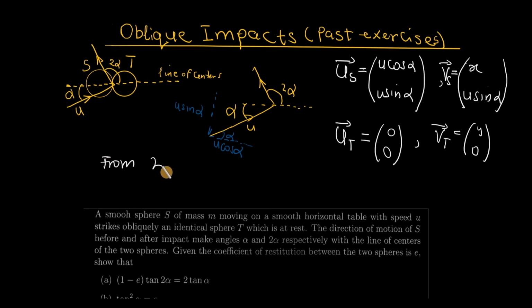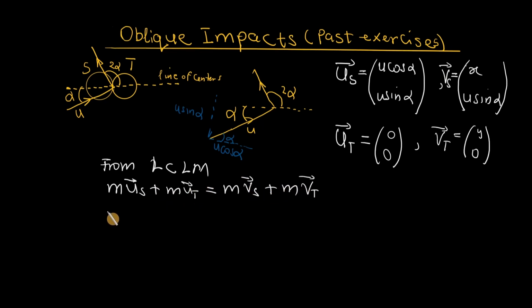From the law of conservation of linear momentum, momentum before collision is equal to momentum after impact. That is m uS plus m uT equals m vS plus m vT. That is m u cos alpha plus m times 0 equals m x plus m y. In oblique impacts, motion is considered to be along the line of centers, or parallel to the line of centers. So only the parallel components are considered. So in uS, I take only the parallel component, and in vS I took x since it's a parallel component, and in vT I took y since it's a parallel component.